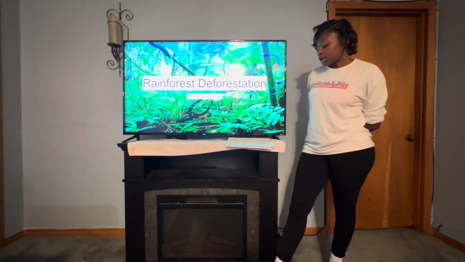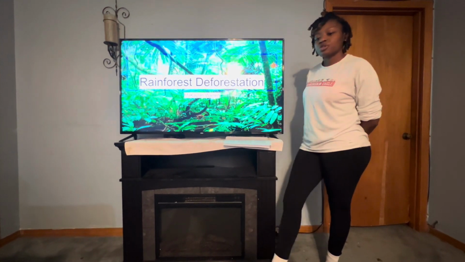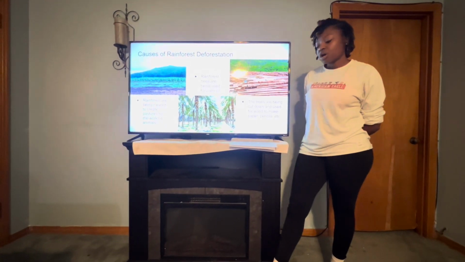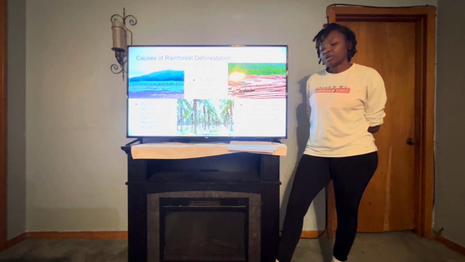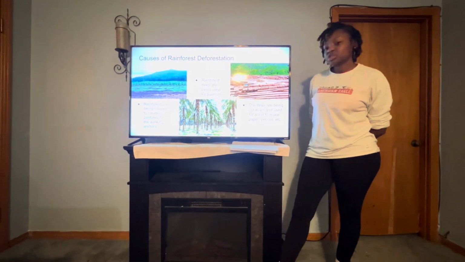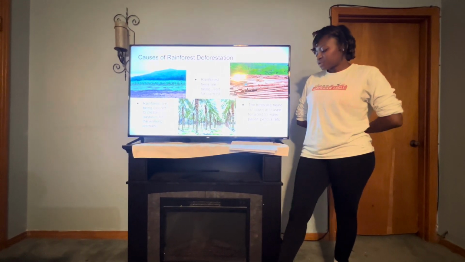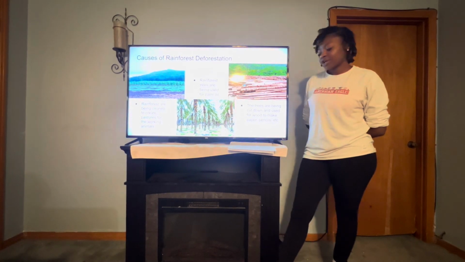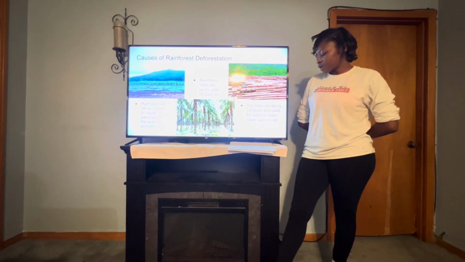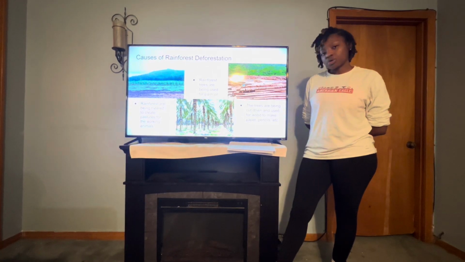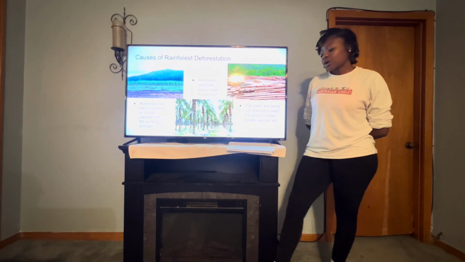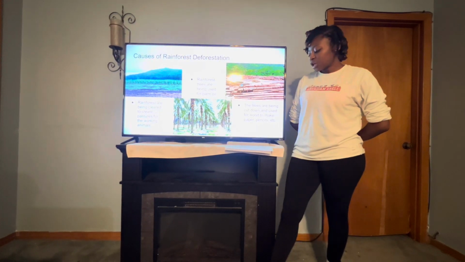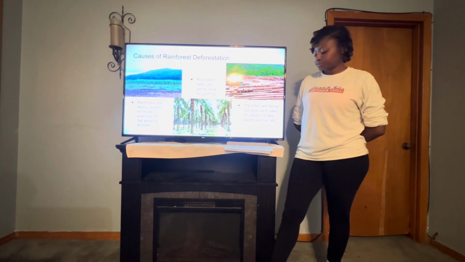To begin, let's examine the causes of rainforest deforestation. One of the primary drivers is agriculture, particularly the demand for beef and palm oil. In countries like Brazil and Indonesia, vast areas of rainforest are being cleared each year to create pastures for cattle or to cultivate land for palm oil plantations. This not only destroys the forest itself but leads to soil degradation and increased greenhouse emissions.